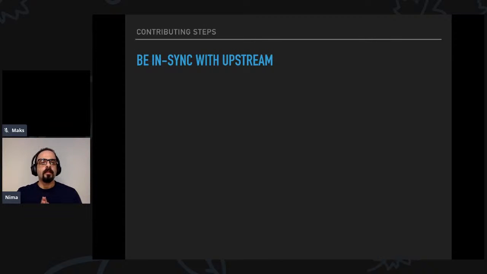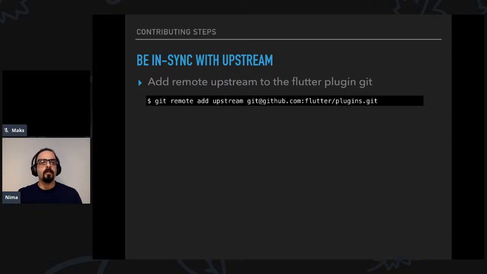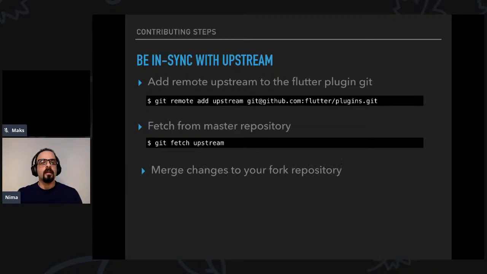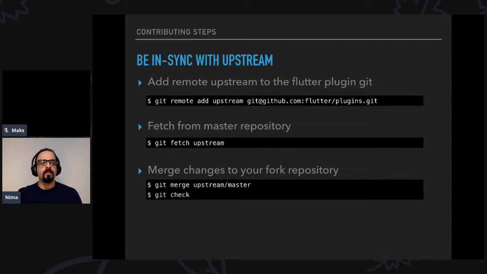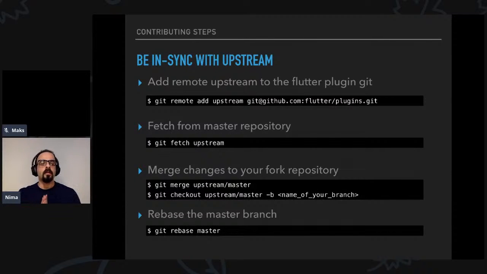And the next important thing is to be in sync with upstream. To be in sync with upstream, you need to add the remote upstream to the Flutter plugin Git with this command, and also fetch from the master repository, and then merge changes to your fork repository, and finally rebase the master branch to your branch. The reason for being in sync with upstream is that you are always up to date with the recent changes of the code in the master branch of the main repository.